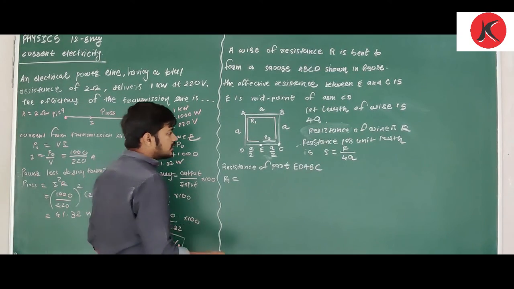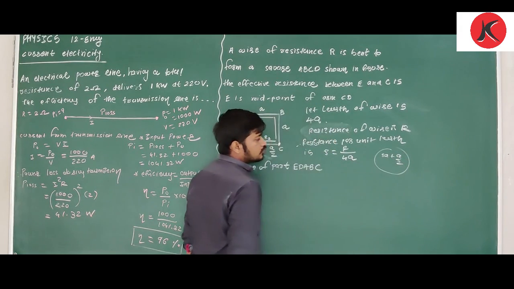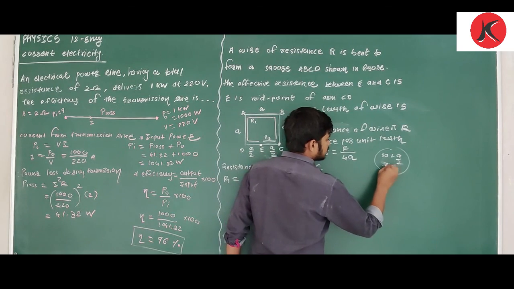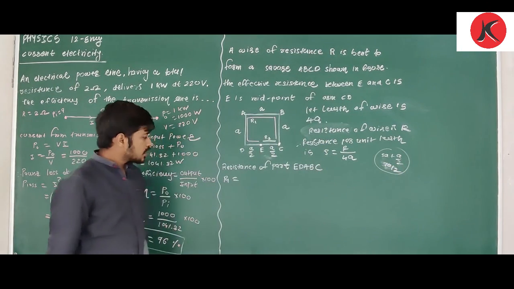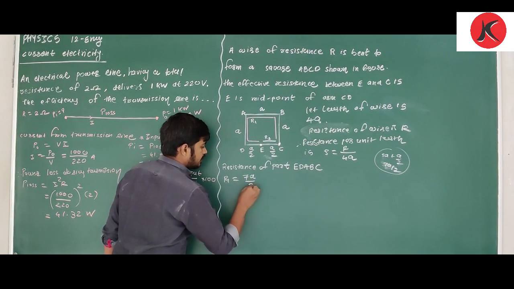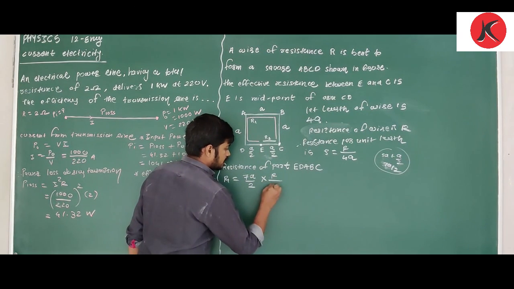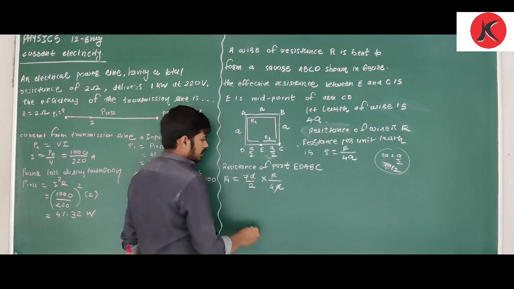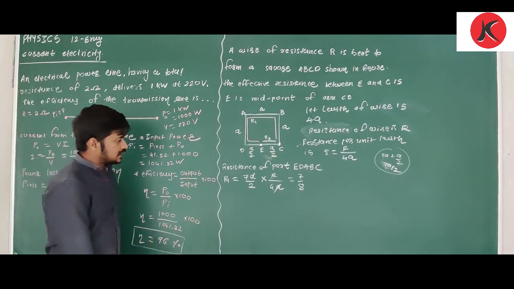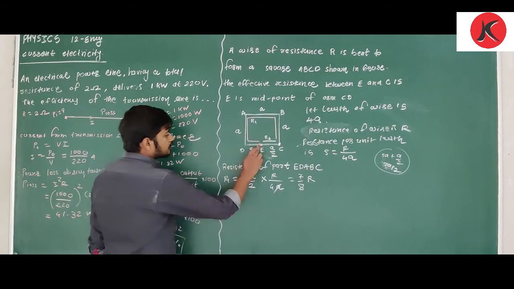3a plus a by 2. What is 3a plus a by 2? Sorry, 3 into 2 is 6, plus 1, it is 7a by 2. Clear? So what is the length of this part? It is 7a by 2 into the resistance per unit length, which is R upon 4a. A cuts, so it is 7 by 8 R. Clear?